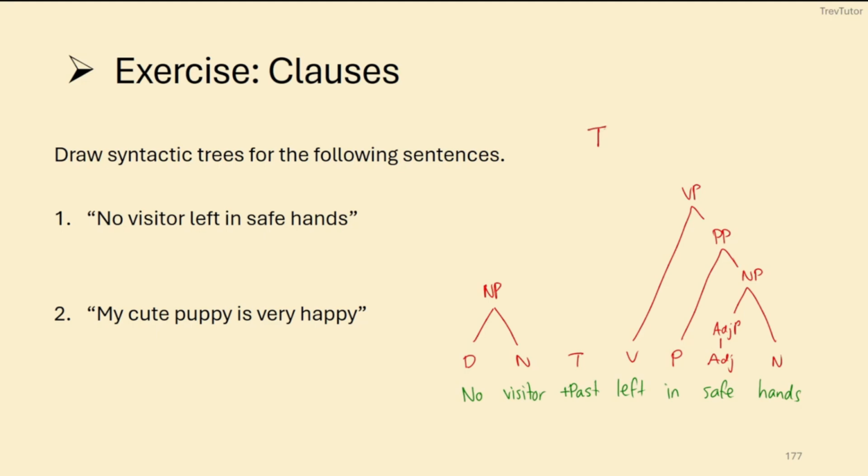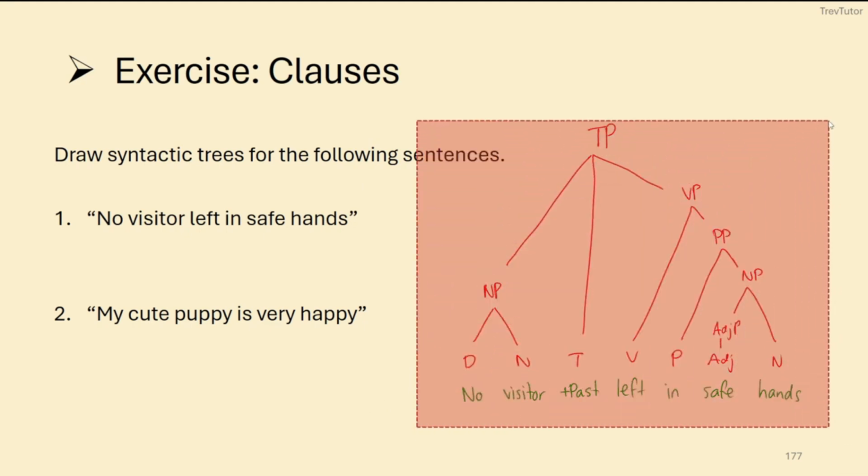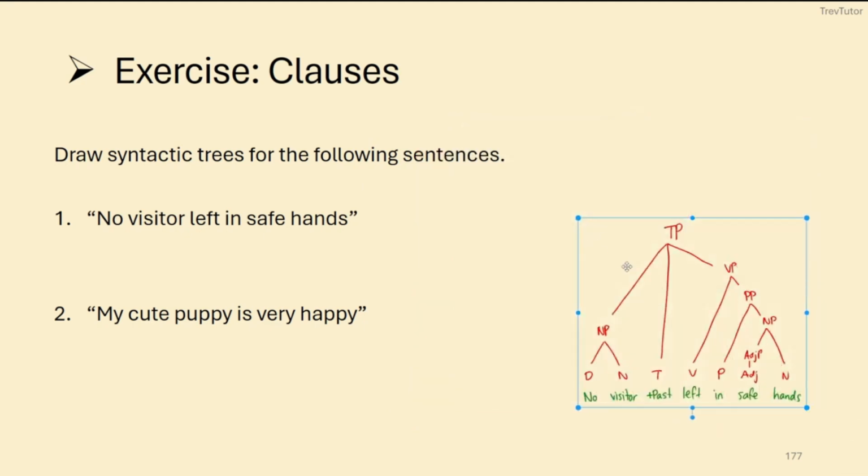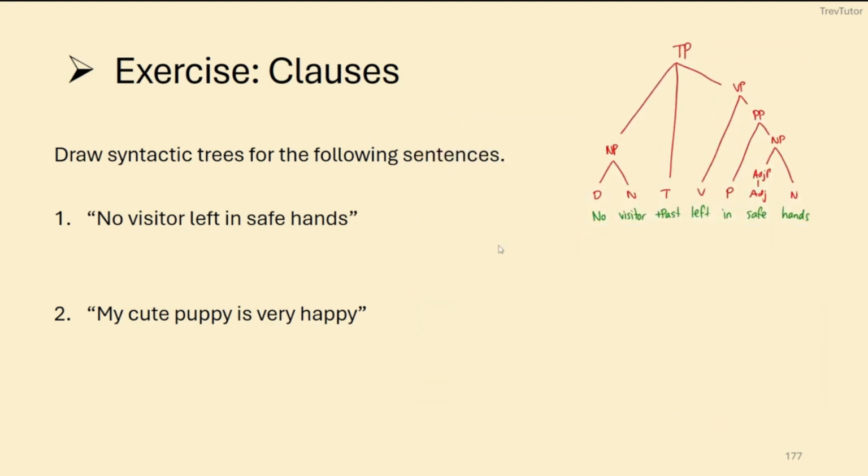So now to connect each of these, subject and predicate, we're going to take the subject as the specifier, the verb phrase as the complement, and then tense as its head. So this is a tree structure for "no visitor left in safe hands." So we'll put this up in the top right, and now we'll do this next one from the top down.